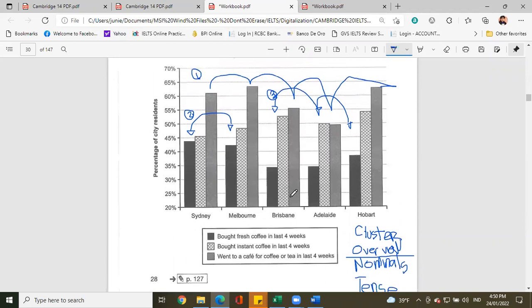As we were doing a while ago, I can see 3 patterns. The first pattern is these gray bars, regardless of the city, appear to be always high. These gray bars stand for people who went to a cafe for coffee or tea in the last 4 weeks. That's going to form our first cluster. Meanwhile, buying fresh coffee in the last 4 weeks, represented by the black graph, and buying instant coffee in the last 4 weeks, I think this is the 3-in-1, represented by the checkered graph, appear to be quite similar. They're somehow close to each other. But for these 3 cities, there is a wider discrepancy.